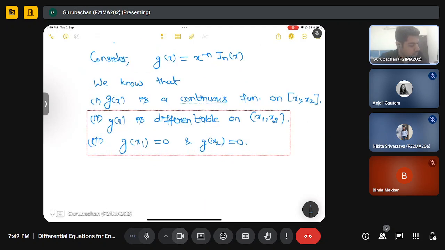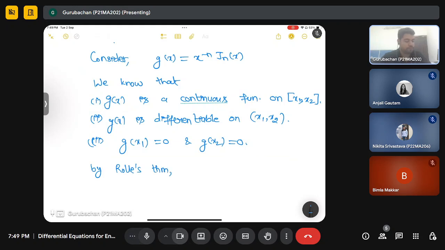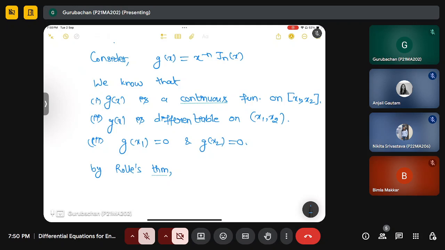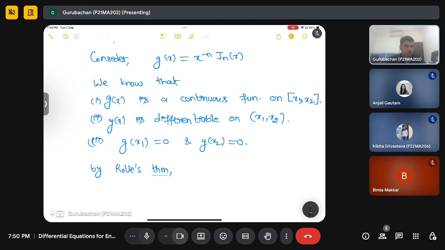So therefore, by Rolle's theorem, there exists a constant c between x1 and x2 such that the derivative of g(x) at c will be 0.